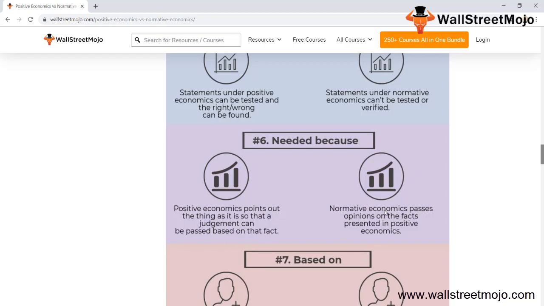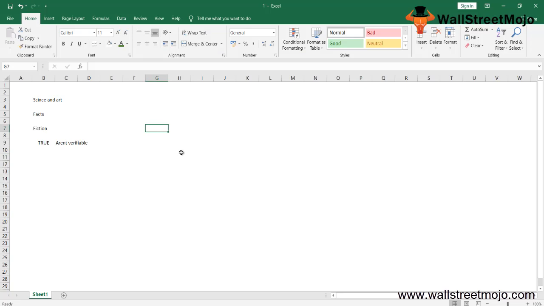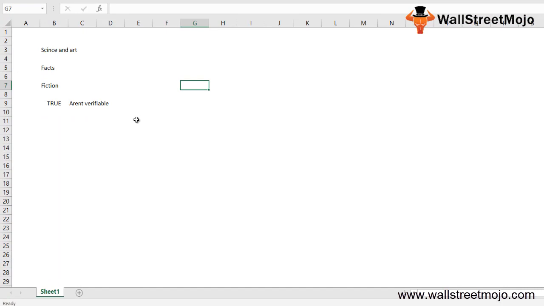But in case of normative, they pass the opinion. Judgment, opinion, okay? Opinions on facts presented in positive economics. So whatever opinions are given, based on those facts, are presented here in normative. Facts, reality, these are values. I hope you have got a fantastic idea regarding how positive versus normative economics works.